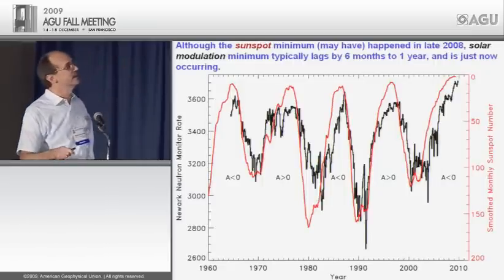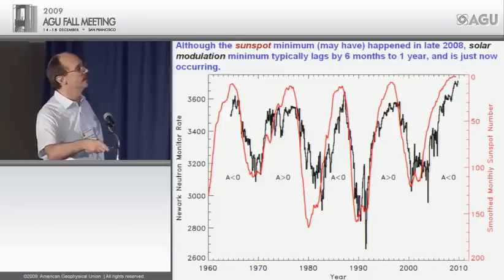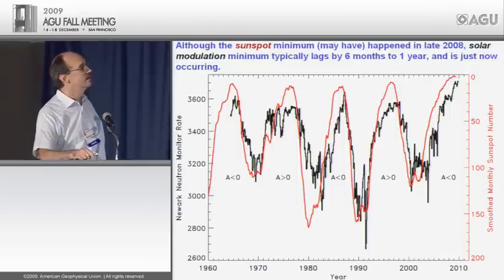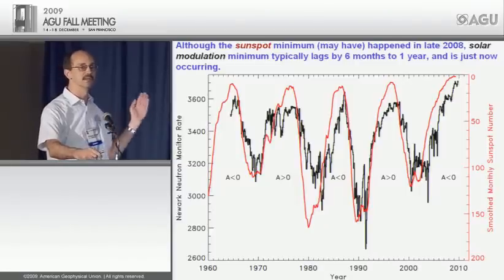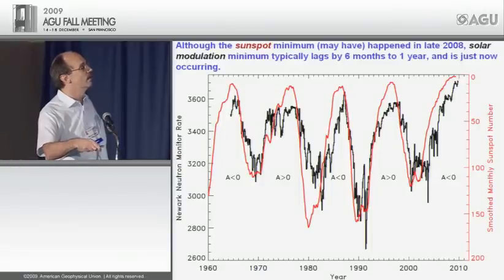Just to be sure everybody's all on the same page, this is the record of galactic cosmic rays at 1 AU, as measured by a neutron monitor, in this case the Newark neutron monitor, for the last several solar cycles. And during the A positive solar minima, which is when the magnetic field at the north pole of the sun is coming outwards, the time profiles of the GCRs tend to be flat and broad and last for quite a while, whereas when the polarity is reversed, A negative, like we're in now, you tend to get a very spiky sort of thing like this.